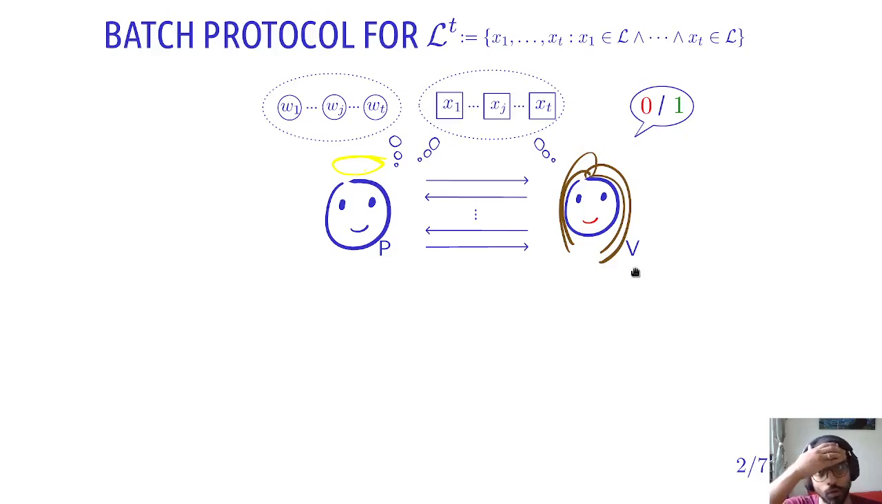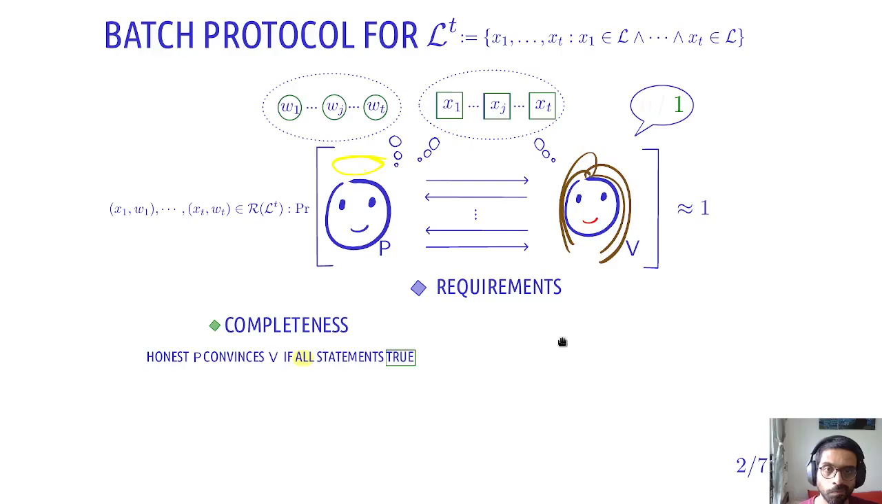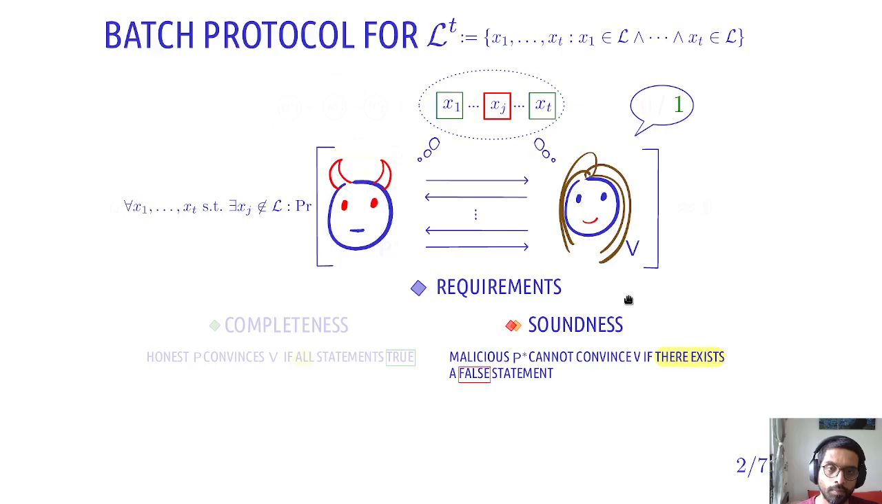So in the interactive protocol for this batch language, the prover and the verifier share T instances, x1 up to xt. The prover, since we are in the efficient prover setting, will hold T witnesses, w1 up to wt. They interact, and at the end, the verifier accepts or rejects. The completeness requirement now says that if all the T instance-witness pairs are in the language, then the verifier should accept with high probability. And soundness says that if there exists even one instance that is not in the language, then the verifier should reject. Again, we have both forms of soundness.